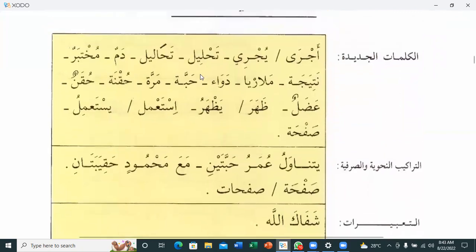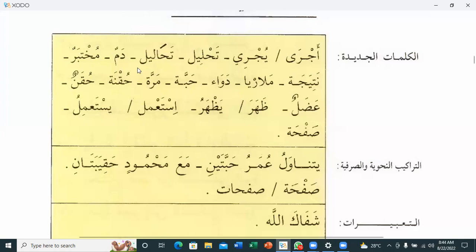الكلمات الجديدة. New words. Ajra, he did. Yujri, he does. Tahleel, test. Tahaleel is the plural word of tahleel, that means tests. Damun, blood.